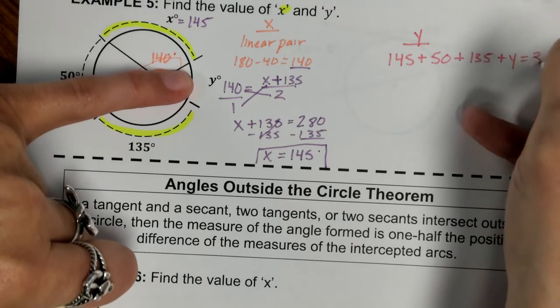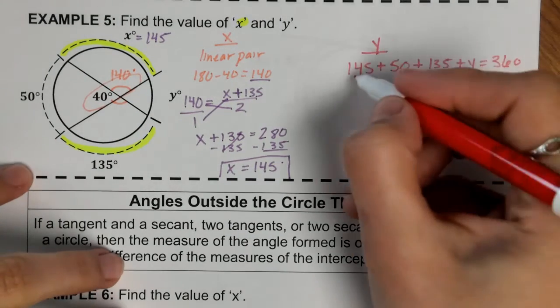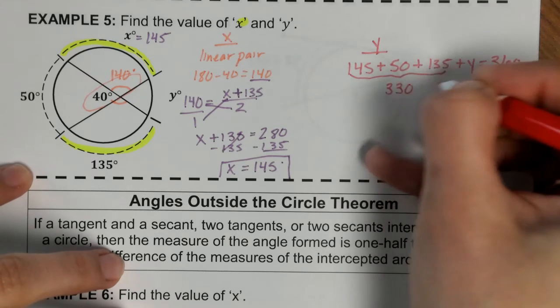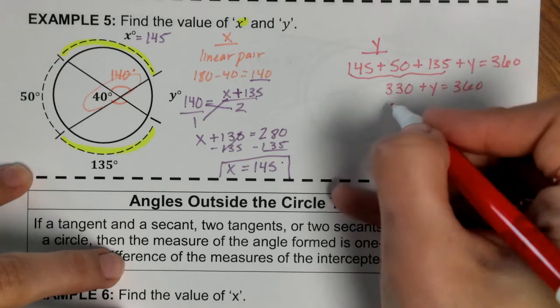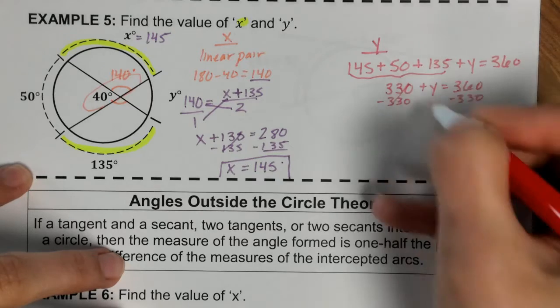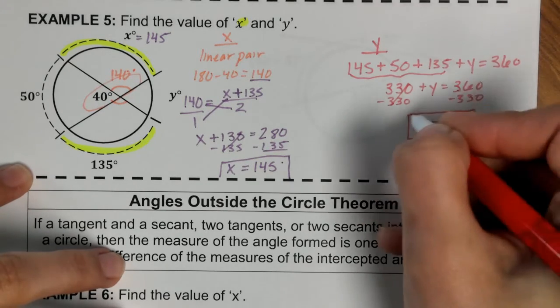We know that the whole circle adds up to 360 degrees. So we combine our like terms right here. We're going to wind up with 330 plus y equals 360. Last step, we're going to do our subtraction. Y comes out to 30 degrees. So we've got an easier way of solving that one.